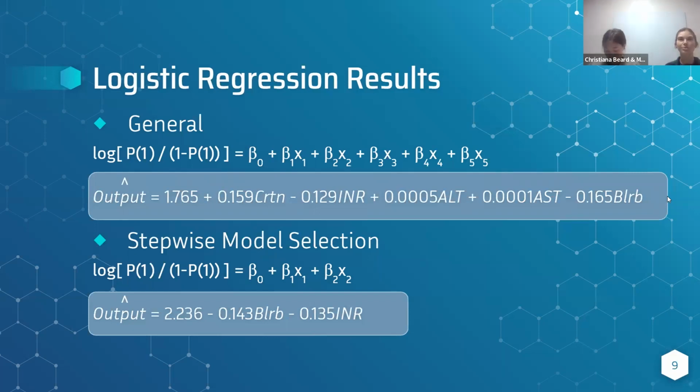Okay, so this shows the results of what we got from logistic regression. Whenever we put in all of our variables, this is the general function that we got, as you can see there. And then below we see the result of using the stepwise model selection. And we found that both bilirubin and INR were found to be significant.